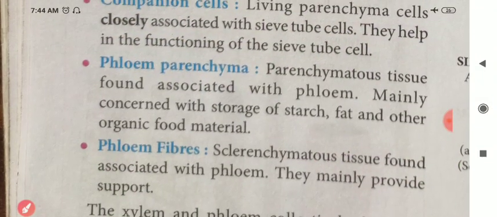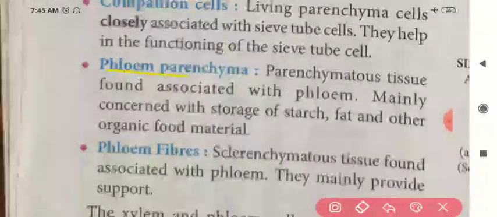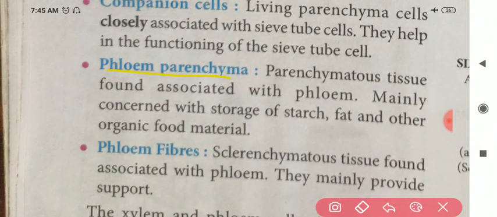Next, my dear students, we have phloem parenchyma. Underline this: phloem parenchyma. It is parenchymatous tissue found associated with phloem. The function of phloem parenchyma is mainly concerned with storage of starch, fat, and other organic food material. You have to write this last line.